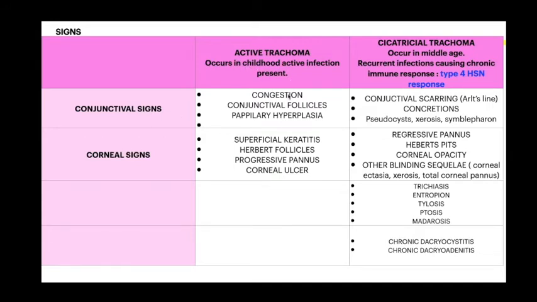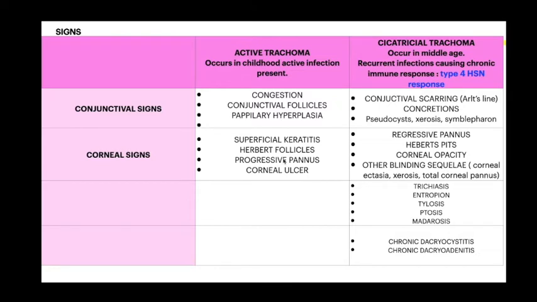Conjunctival signs: there will be congestion, redness, conjunctival follicles and papillary hyperplasia, mainly follicles, and papillae can also be seen. If the child is within 2 to 3 months or less than 2 years, papillae will be more prominent. Now corneal signs: there will be superficial keratitis, Herbert follicles, progressive pannus formation, and later on corneal ulceration can be there. These are the active trachoma stage where there is an active infection by the organism.